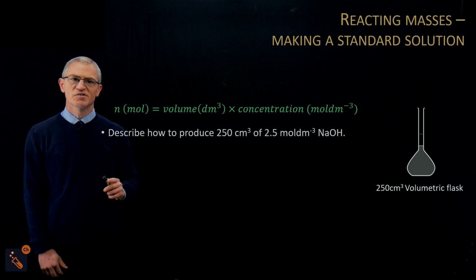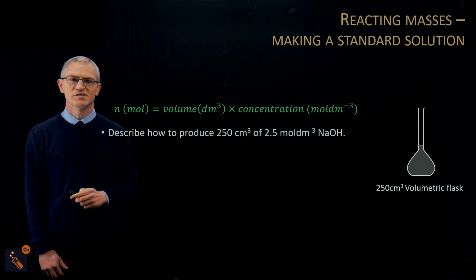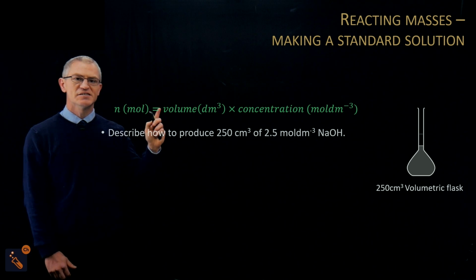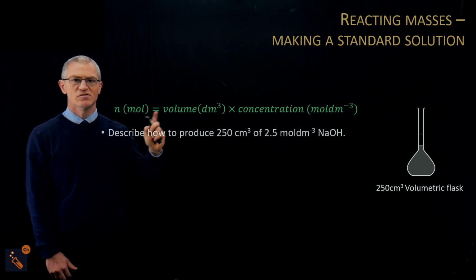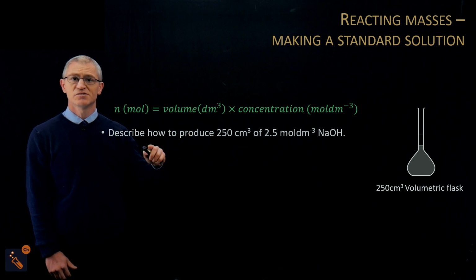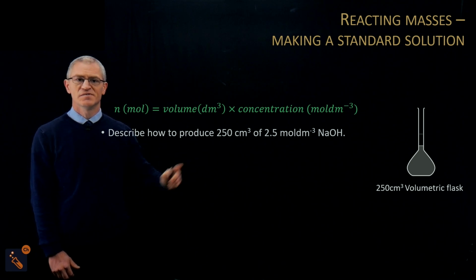So the first question we've got is how to make a standard solution. Describe how to produce 250 centimeters cubed of 2.5 mole per decimeter cubed sodium hydroxide. Now the first thing you need to know is that this equation, number of moles equals volume times concentration, is used to make solutions, and the unit is decimeters cubed. That is not centimeters cubed, so you need to convert.